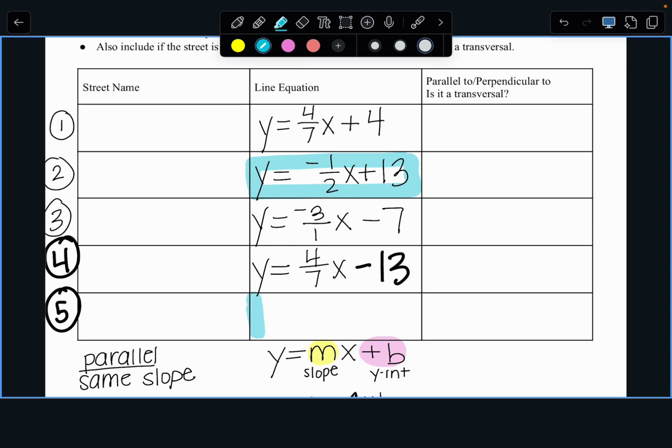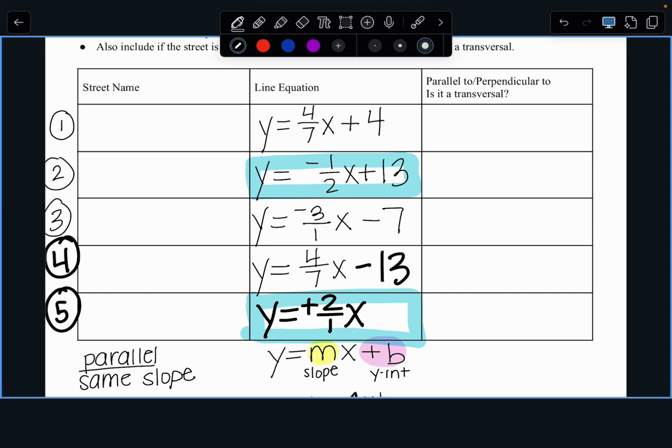To be perpendicular, that means I am going to flip my fraction. So instead of 1/2, it's 2/1. And instead of being a negative, I'm going to make it a positive. And then I have to find my starting point. Okay?